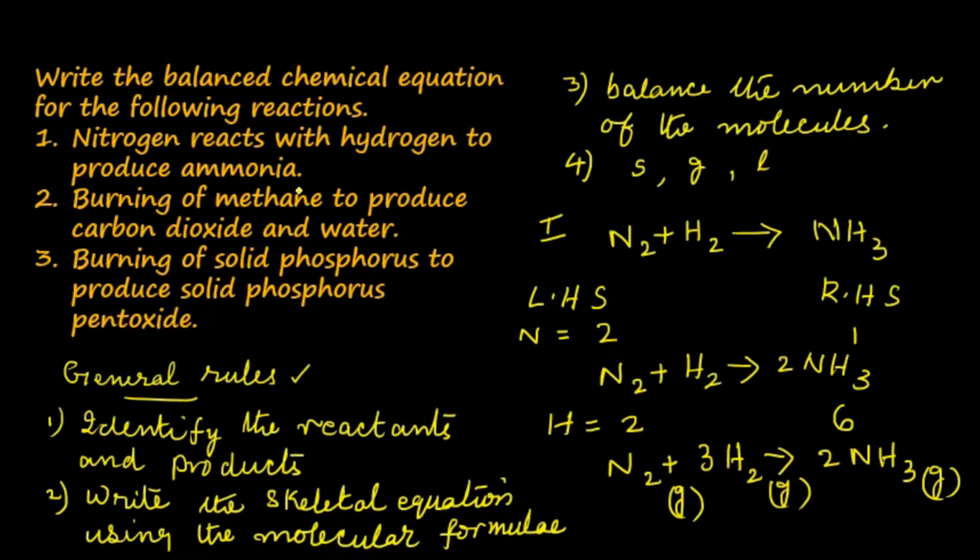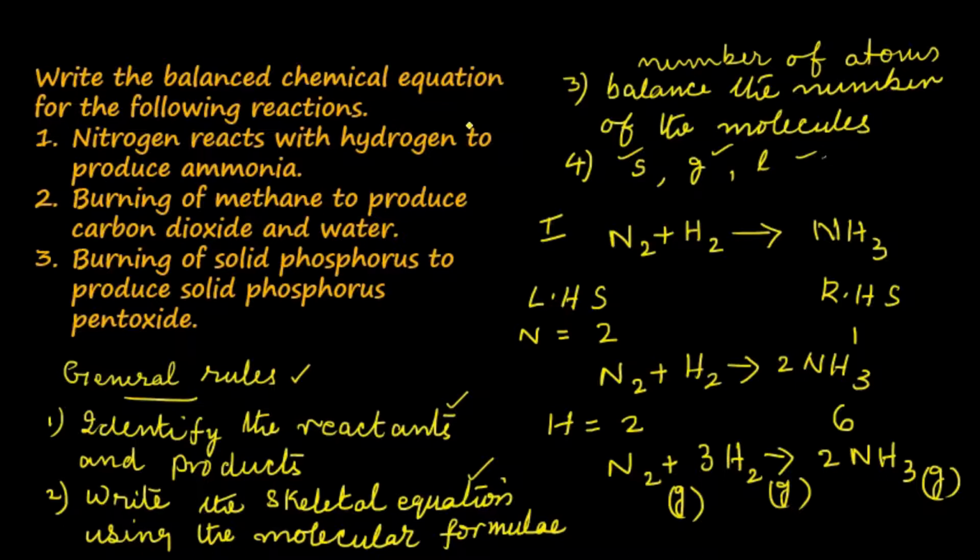First thing is, when we take up a reaction, we have to identify the reactants and products. Then after identifying them, the next step is to write the skeletal equation using the molecular formulae of the reacting substances and the products. Then we have to balance the number of molecules. This is done in order to balance the number of atoms. Finally, we will also show whether the reacting substances and the products are solids, liquids or gases. We will use the symbol S for solid, G for gas and L for liquid.